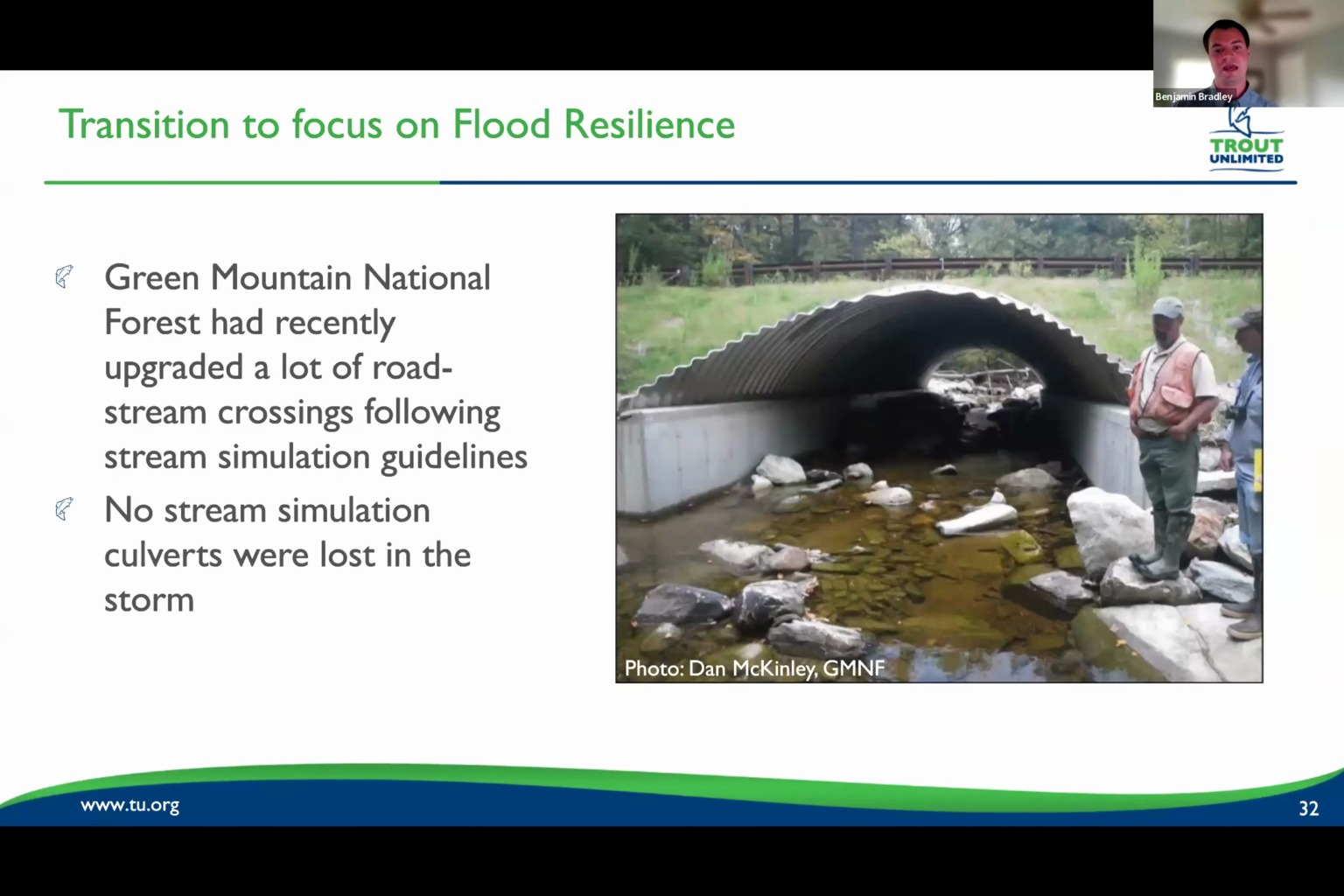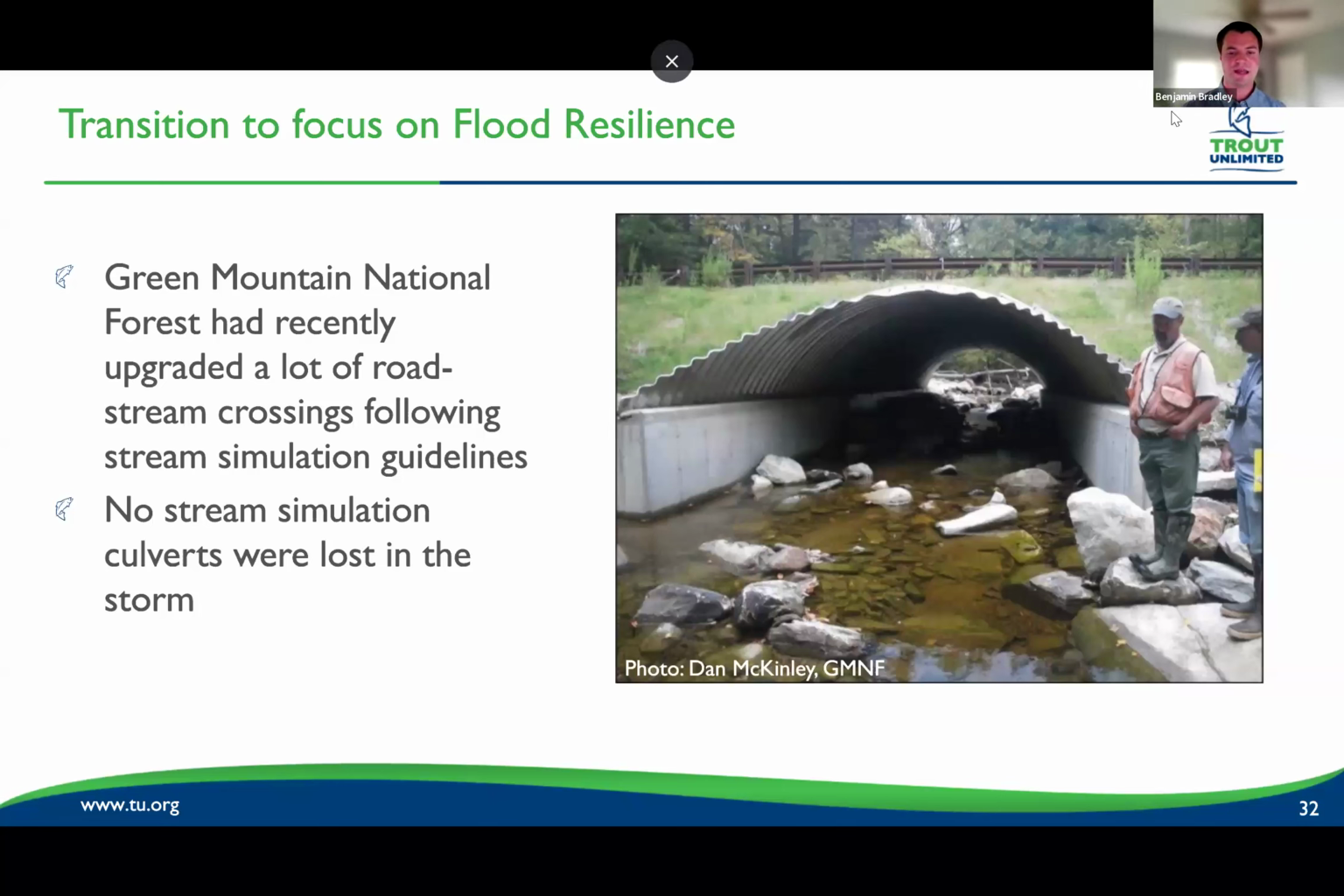But on the Green Mountain National Forest, they had actually upgraded a lot of their culverts before Hurricane Irene came, going about it in a strategic way to recover their trout resources on the forest. After the hurricane came, they noticed that all of their stream sim culverts were still there. We don't have a bunch of debris sitting at the inlets. We don't have a bunch of sediment built up. The structures aren't compromised. The access to the forest was still maintained, but all their traditional design culverts were a mess. They had a lot of work to do to go back and fix those culverts.